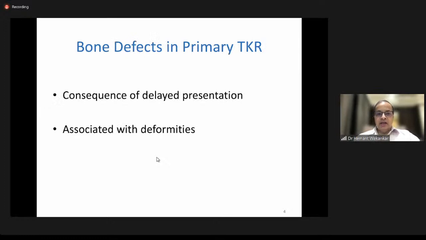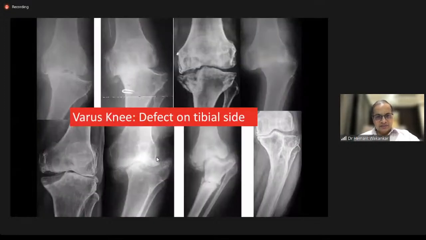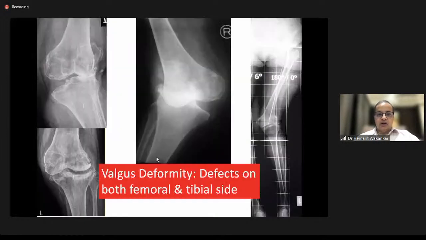In primary knee, bone defects usually are a consequence of delayed presentation. Most of them are associated with massive deformities. Simply, if you consider a varus knee, you can see the kind of knees that one may get in practice, and a variety of defects that you can encounter. Every one of these knees is a unique knee. All of them are varus knees, and every one of them requires individual solutions. So let's see what one can do.